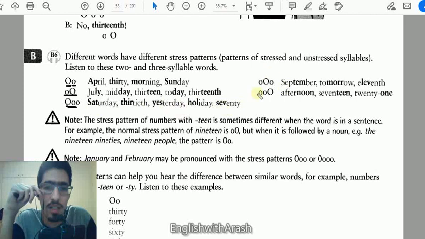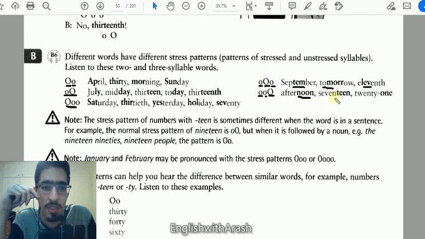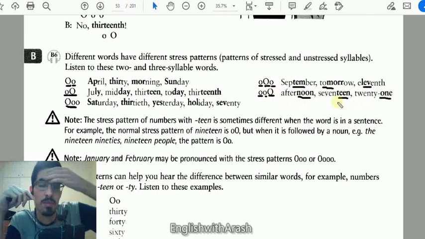you have this one, which is O, September, tomorrow, 11, okay? So September, tomorrow, 11. The next one is O, stress is on the last part. It's 3 syllables. You say afternoon, 17, 21, right? Oops, I'm disconnecting again.